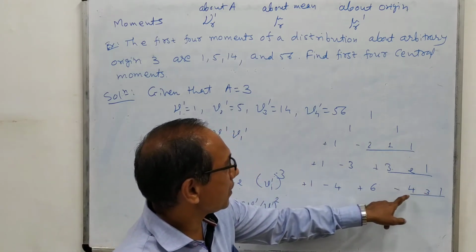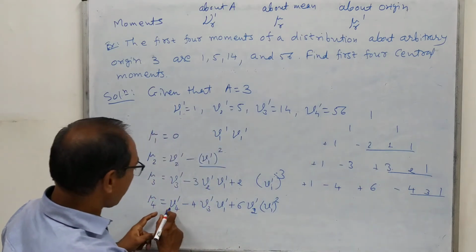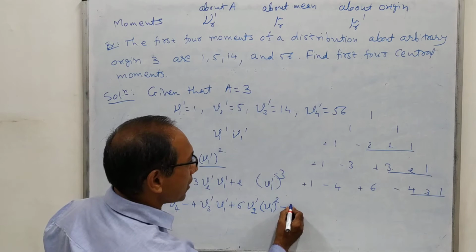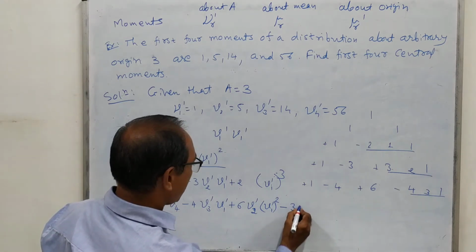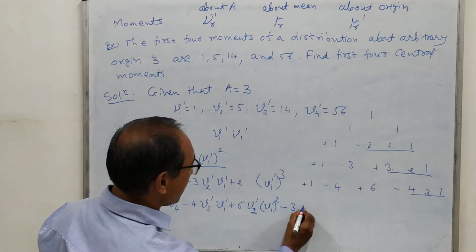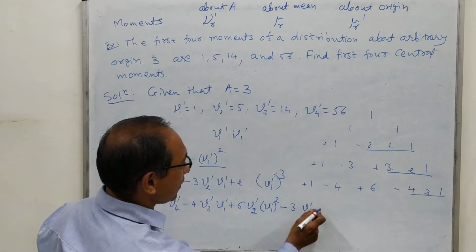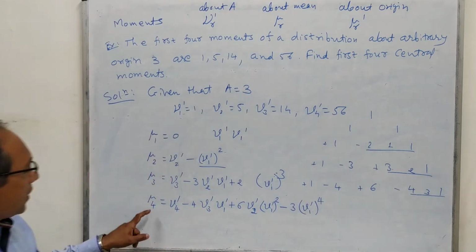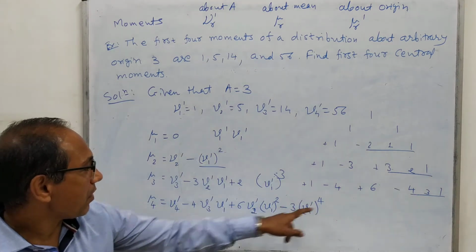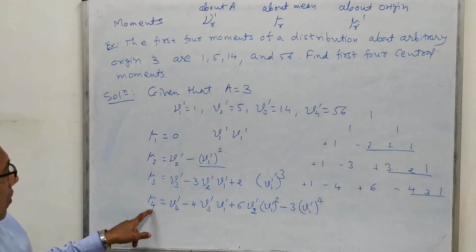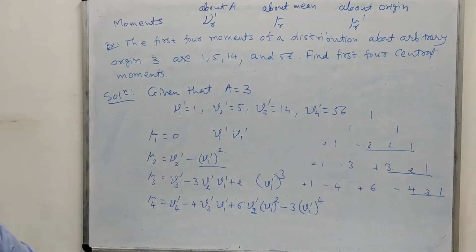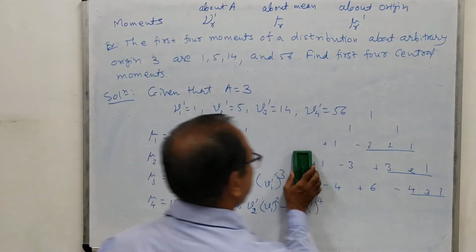That means 3. But minus sign is here because we are following the pattern of plus minus plus minus. So minus 3 is there. And here it is mu 1 dash, and here we will get mu 1 dash cube. That means mu 1 dash raised to 4. So you can see that the last term possesses the power of this order of the central moment. So all these formulas we have written over here now.